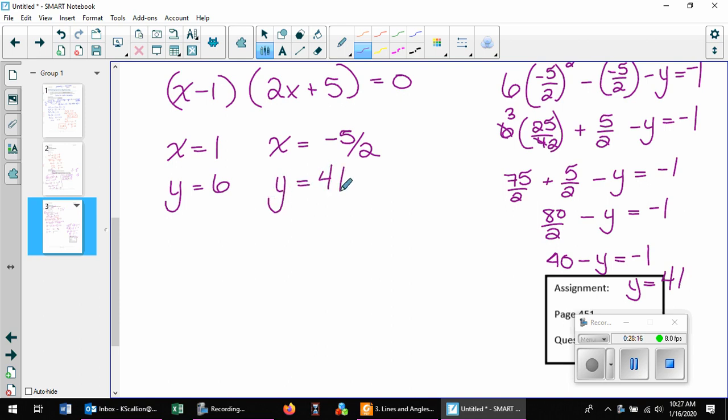See, and this is why I like solving algebraically. I don't have to graph that. I don't have to worry about my increments on the graph. I don't have to do anything. And that's where we're at. Could you guys do that with fractions successfully?